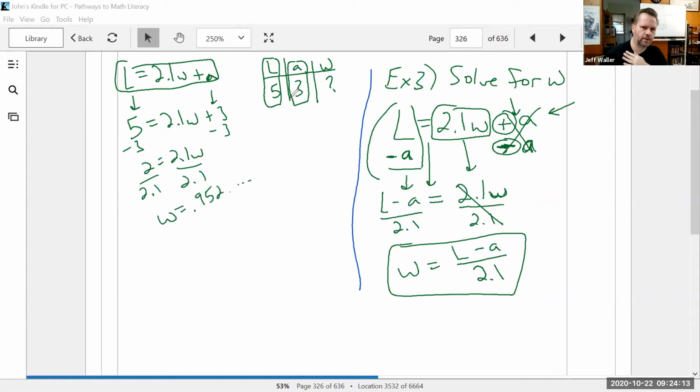Now here's the point I'm trying to make. What if I had a bunch of values of L and A and I had to figure out all of them? Do you understand what's happening? So now I got L is 4 and A is 1. L is 7 and A is 5. L is 2 and A is 7. L is 11 and A is 3. And then I got to figure out all the W's.